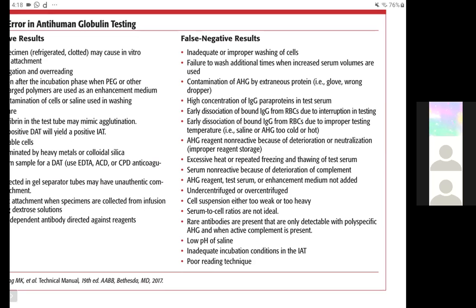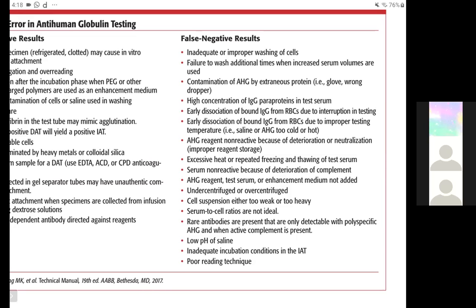This can be the same as dirty glassware, or fibrin. Like if you're using a pipette that was used to sample serum and then use it again for sampling AHG, you may pick up some fibrin also. Then false negative results can result because the cell to serum ratio is not ideal. The cell suspension is either too weak or too heavy. Ideally it should be a 3 to 5% suspension.